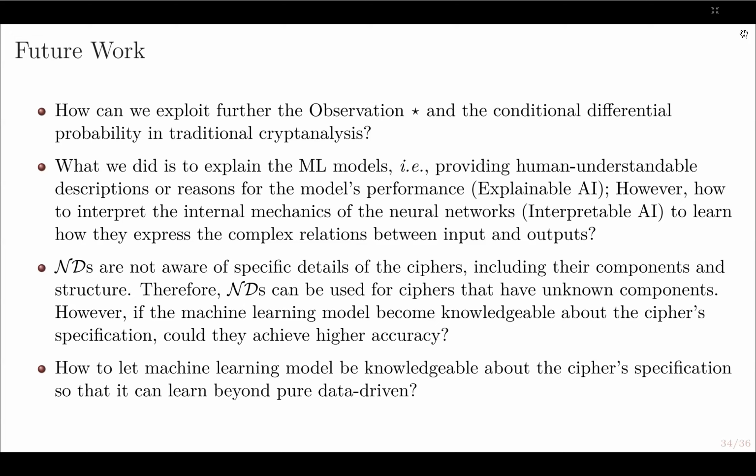We know that neural distinguishers are not aware of the specific details of the cipher. They do not know the S-box, do not know the structure. Therefore, this neural distinguisher can be used for ciphers that have unknown components. However, if the machine learning model becomes knowledgeable about the cipher specification, do they achieve higher accuracy? So how can we let the machine learning model be knowledgeable about the cipher specification, so that they can learn beyond the pure data-driven approach? We leave this as future work.